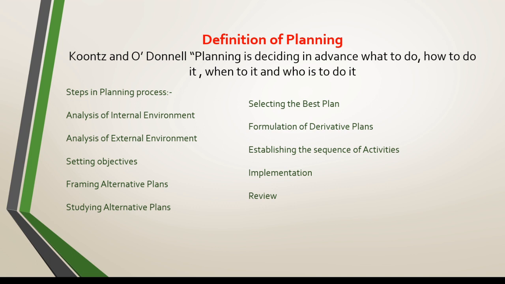Now we will study the steps in the planning process. What are the steps needed to make a plan? First step is analysis of internal environment. Analysis means you are studying the internal environment. What are the internal environments? For the business, internal environments are material, machines, the philosophy, the mission, vision, objectives, the plans. They are within the organization. So, they are the factors in the internal environment.